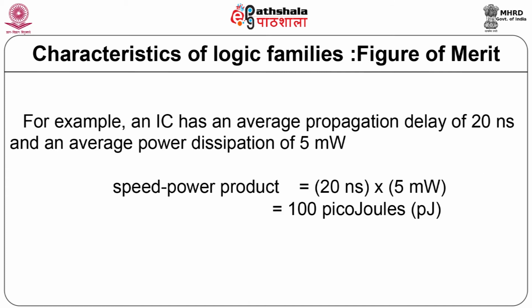Let us take one example for this. Let's suppose an IC has an average propagation delay of 20 nanoseconds and an average power dissipation of 5 milliwatt. Then the figure of merit, that is the speed power product, is 100 picojoules.